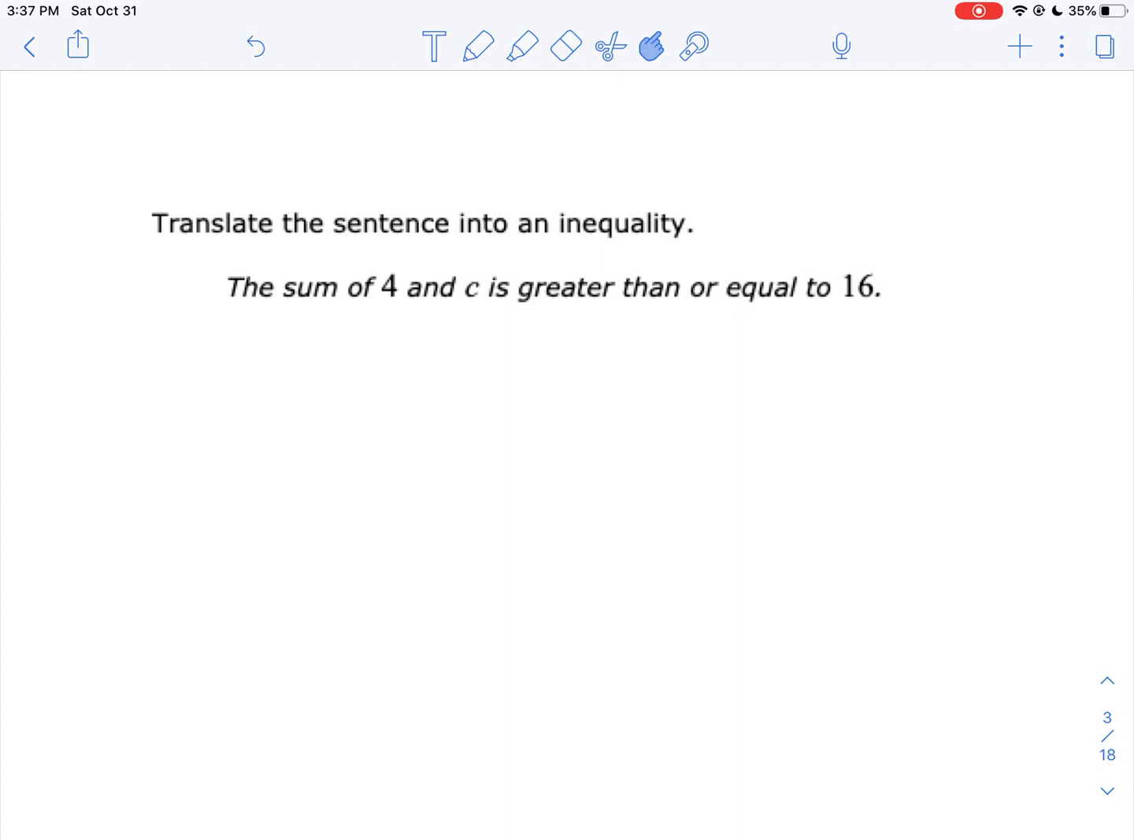Next question. Isn't the problem with inequalities? The problem is you still don't know what this word means. We should know the word sum by now. We're in the 5th chapter. Sum is the answer to an addition problem. So it says the sum of 4 and c, so 4 plus c, is greater than or equal to, you had that part right, and you had the 16 right. But you have to know what the word sum is by this time in the class.